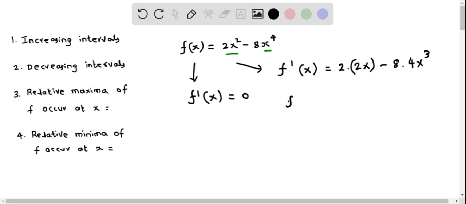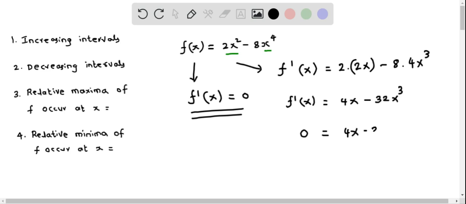So let's simplify this. We get f prime of x equals 2 times 2x, which is 4x, and negative 8 times 4, which is negative 32x cubed. Now we set the first derivative equal to 0. So we replace f prime of x with 0, and this becomes 0 equals 4x minus 32x cubed. Now we can solve for x from this equation. I factor out 4x, and when I do that, I get 1 minus 8x squared.